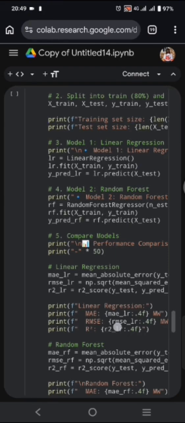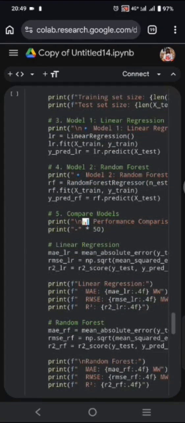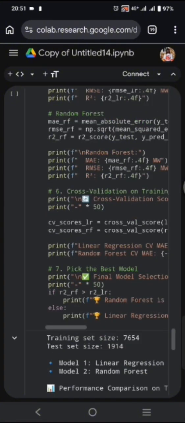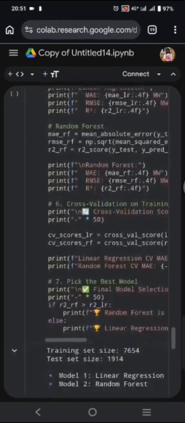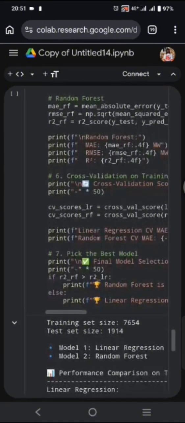I also used 5-fold cross-validation on training. So like I was saying, I split the data into 5 parts. I trained it with 4 parts and used 1 part for the testing.